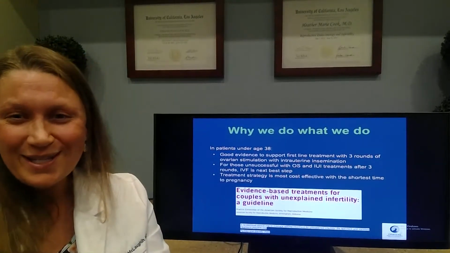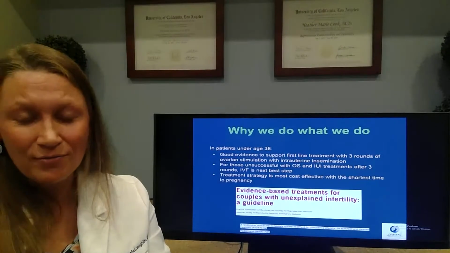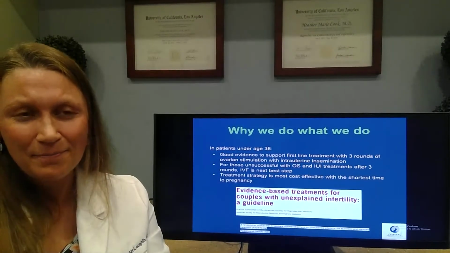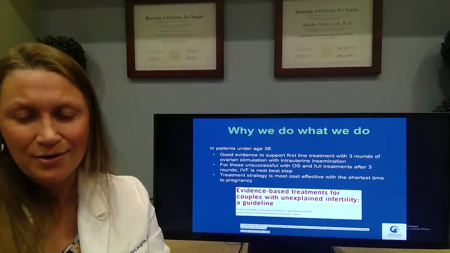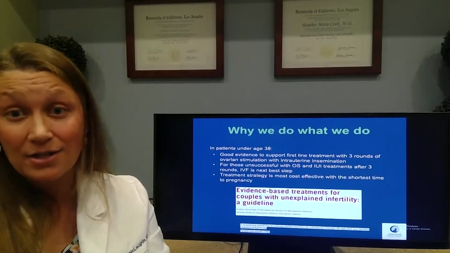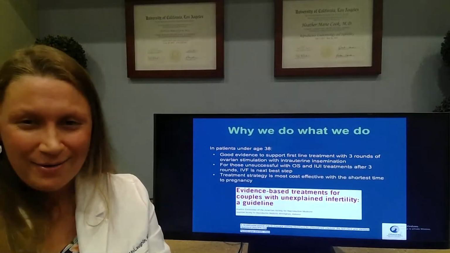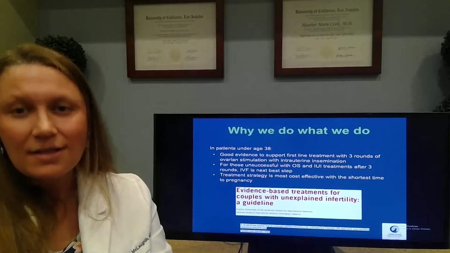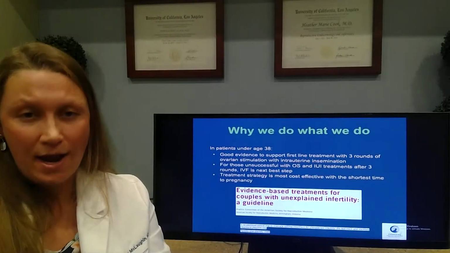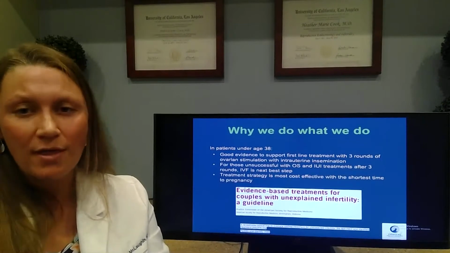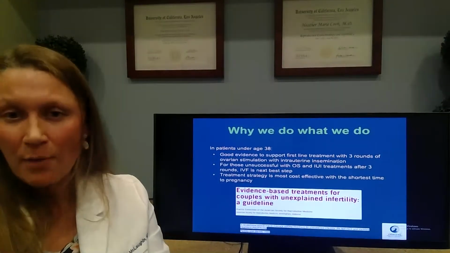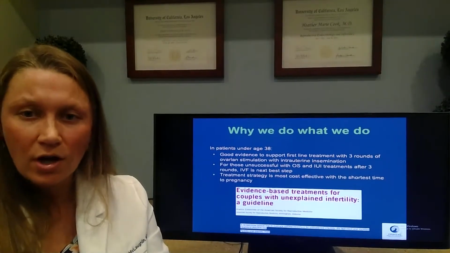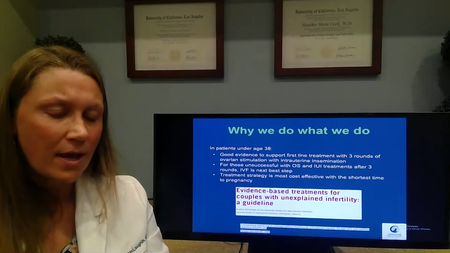And so all these studies come from big studies in a statewide population where there's state-covered fertility care. It's easy to study. I wish that was the case for everybody. But what we found is 3 rounds of ovulation induction with IUI, and if we're not pregnant at that time, considering moving on to more aggressive treatments.